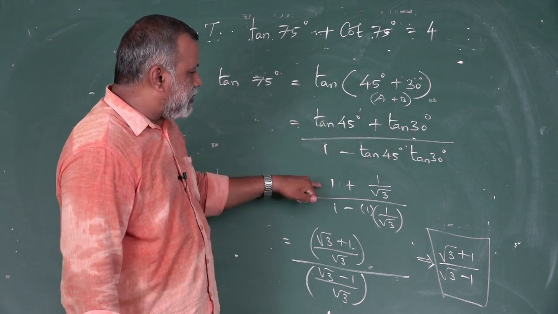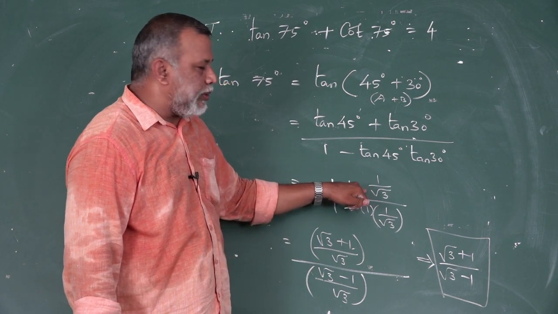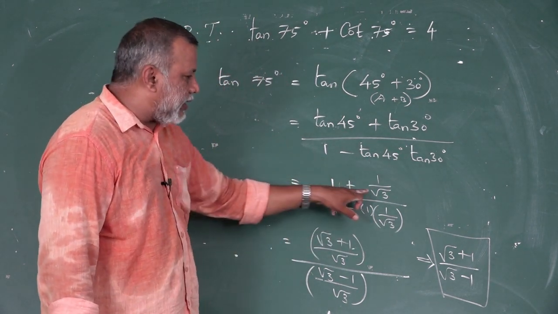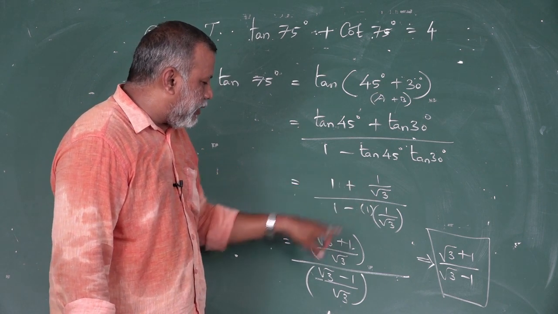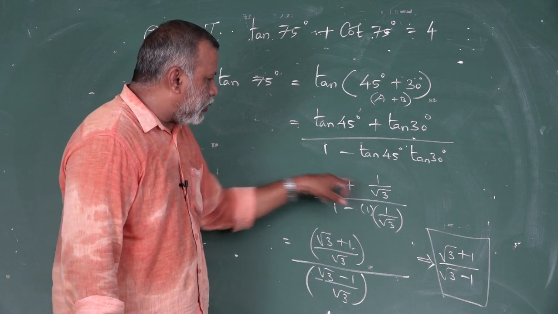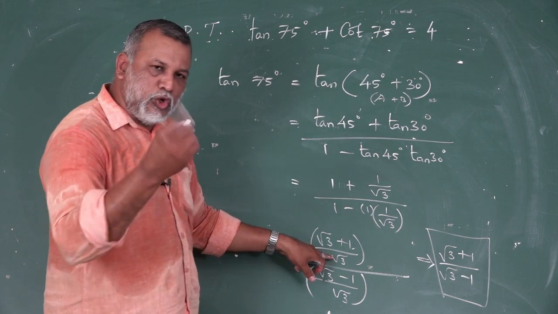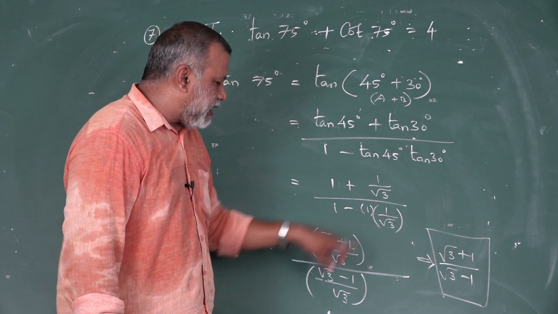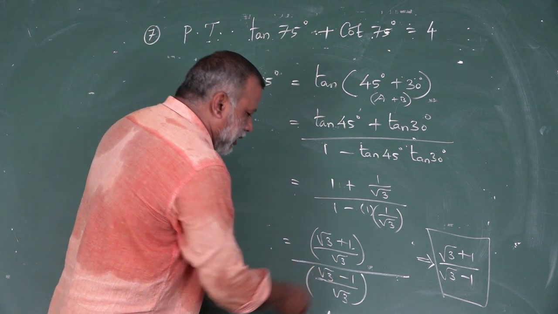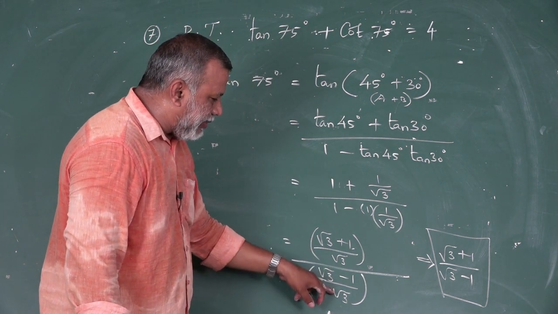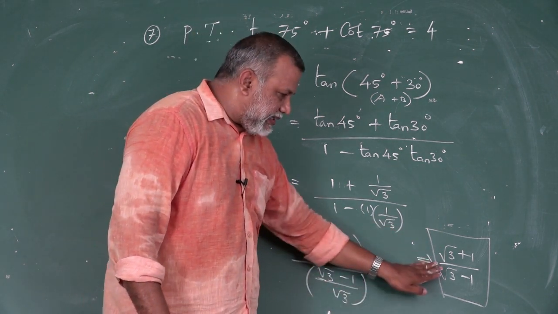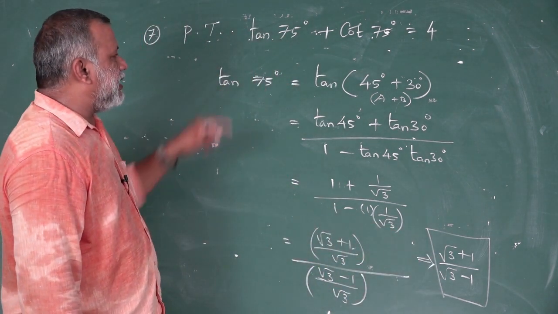Now tan 45 becomes 1, tan 30 becomes 1 by root 3. Same value in the denominator. Now simplify the numerator. Root 3 plus 1 divided by root 3. In the same way, simplify the denominator. Root 3 minus 1 divided by root 3. Now this root 3 will be eliminated. So root 3 plus 1 divided by root 3 minus 1. This is the value of tan 75.